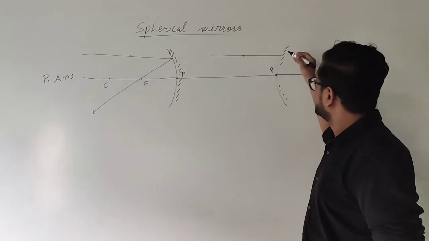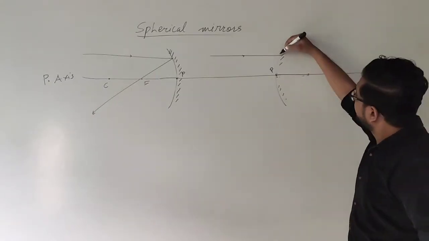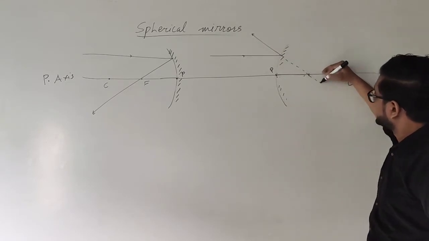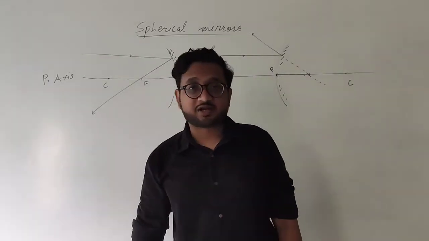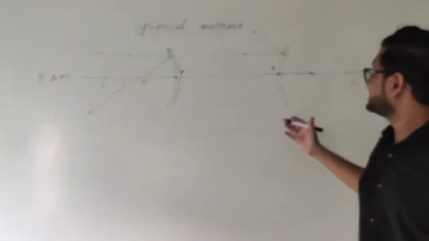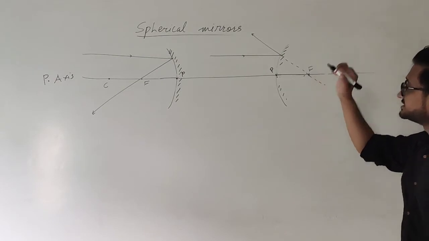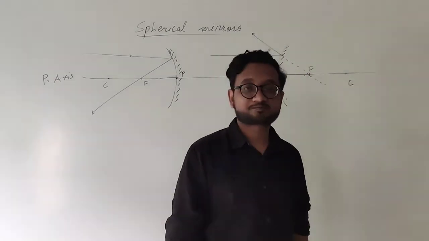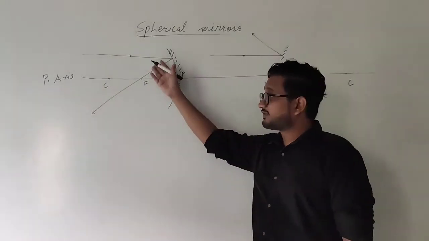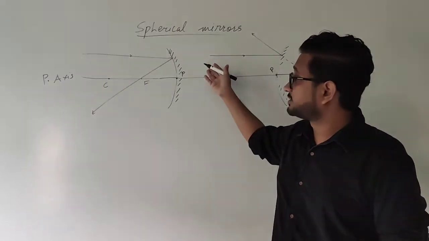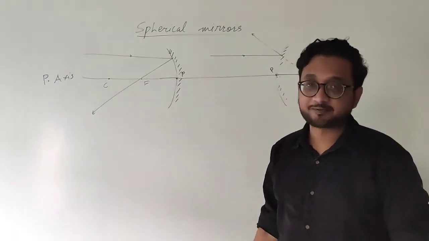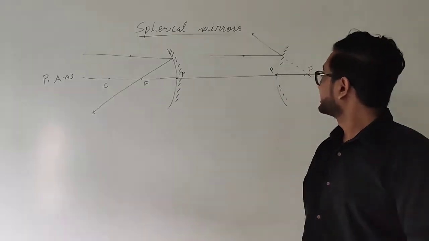In this case as well, but because this is a diverging mirror, the ray of light will diverge like this, and when we assume the ray of light and trace its path backwards, then we can see that once again it will pass through the principal focus from this point. I hope it is clear to you students. So when the ray of light is parallel, incident to the spherical mirrors, it will always pass through the focus point. I hope that is clear to you students.